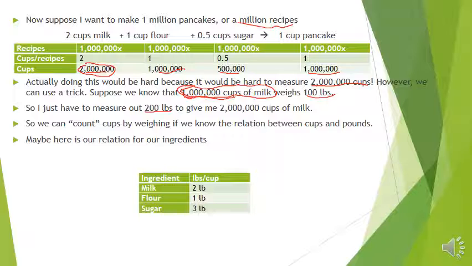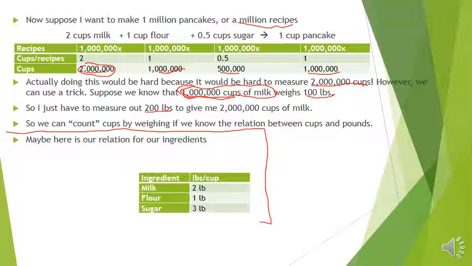So what we can do is count, right? I don't have to count the 2 million. I can weigh out 200, okay? But I have to know the relationship between the cups and how much they weigh. And so let's say this is a relationship.